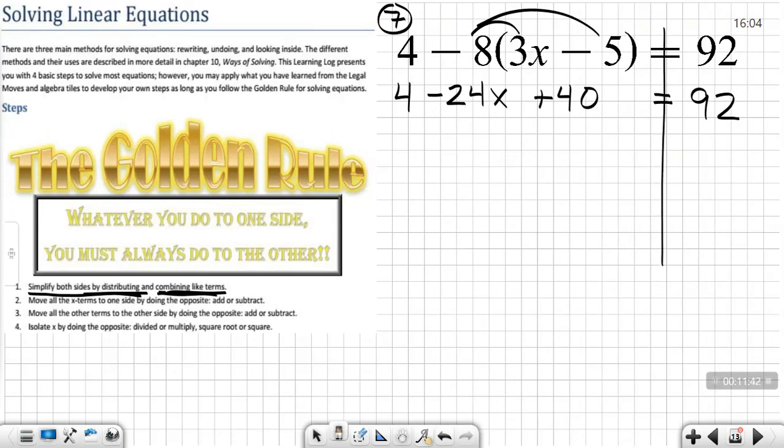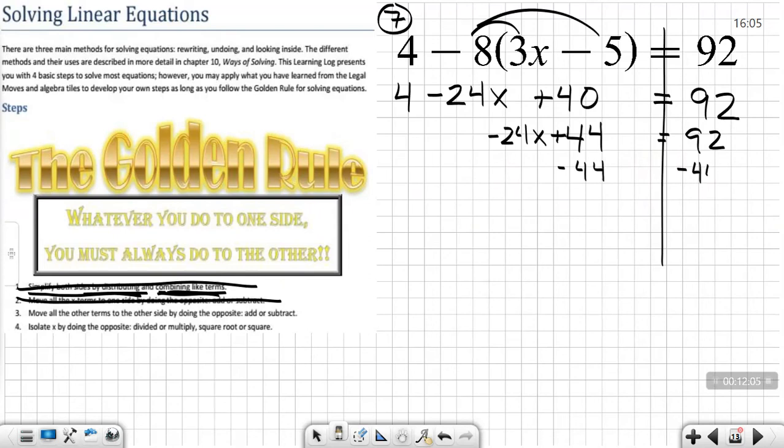Now I'm going to combine my like terms. On the left side, I notice I have 40 and 4. Don't lose the negative 24. It's still a negative 24x, but 40 and 4 is 44, and it's a positive 44 equals 92. Now, done step number 1. All my x's are already on the left side, so I'm just going to move any term that's not an x. So I'm going to subtract 44 from each side. In this case I get negative 24x equals 48. And then I'm going to divide by that negative 24 to isolate x. That would be my final step here.